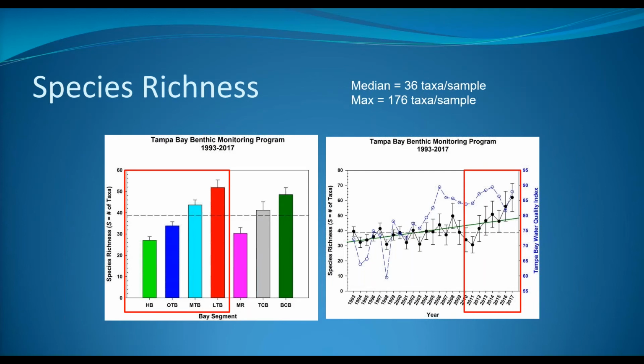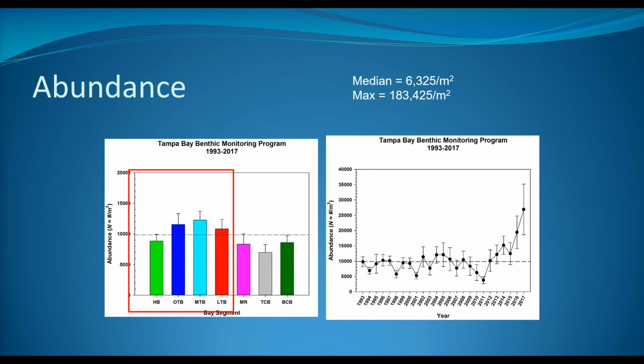On this slide, also the blue circles with dashed lines is our water quality index that we use for our water monitoring program. And I applied that just to contrast it with the species richness trends. And you can see that they track fairly well together. So the increase in species richness is a good indication of the improving water quality that we see in Tampa Bay.